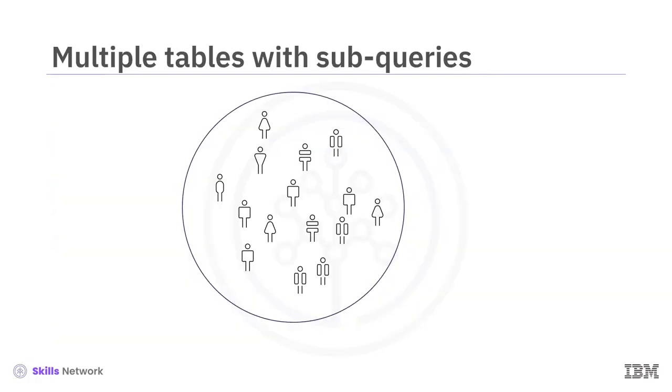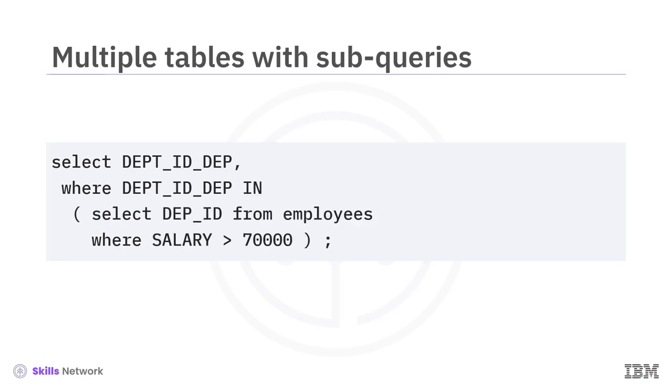Now, let's retrieve the department ID and department name for employees who earn more than $70,000. To do so, we will need a subquery on the employees table to satisfy the salary criteria, and then feed it as input to an outer query on the departments table in order to get the matching department info. Select department ID, department name from departments where department ID in (select department ID from employees where salary is greater than $70,000).